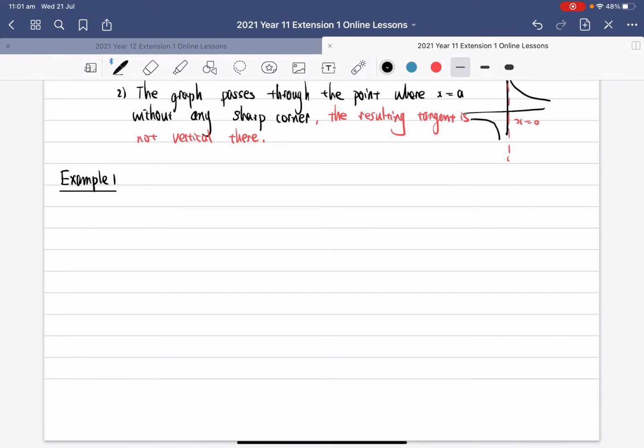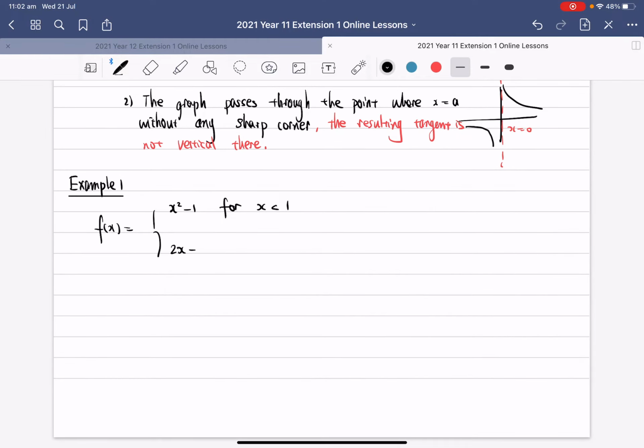Have a look at this piecewise function here. f(x) is equal to x squared minus 1 for x less than 1, and 2x minus 2 for x greater than or equal to 1. So the question here is, how do we know if the function is differentiable at x equals 1, for example?